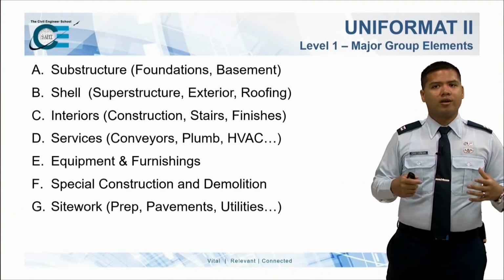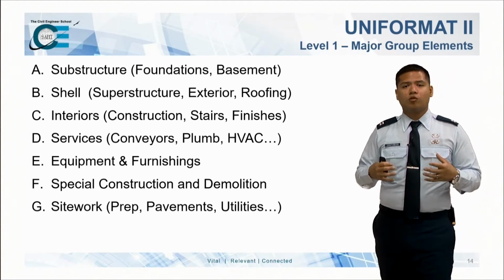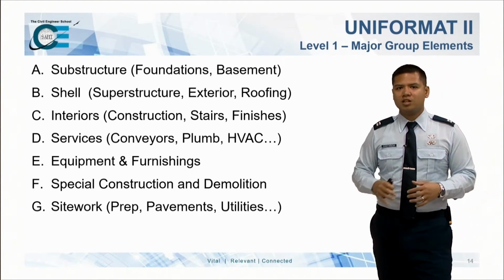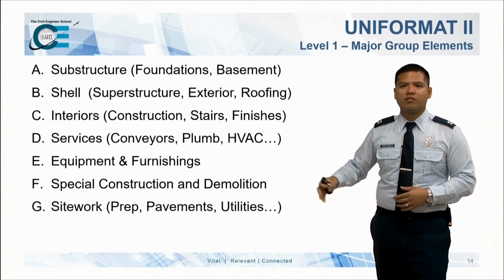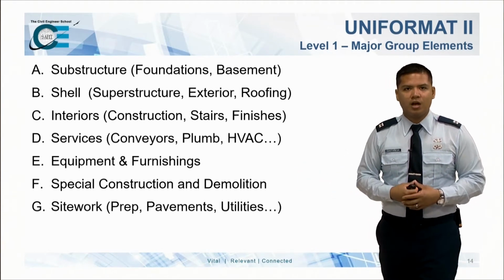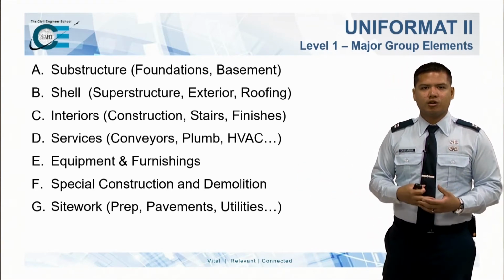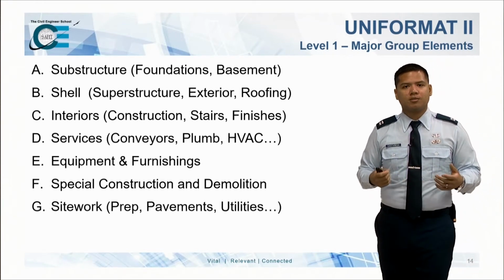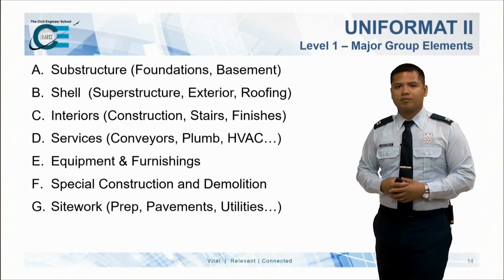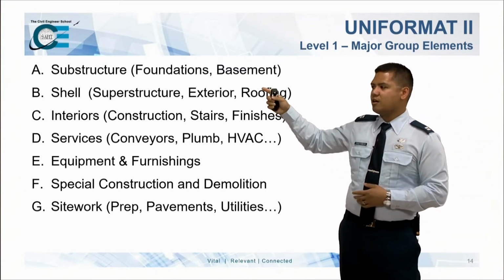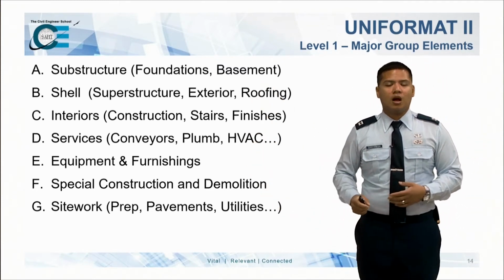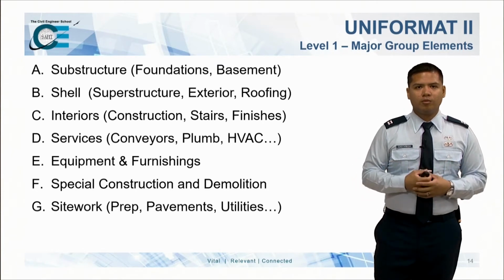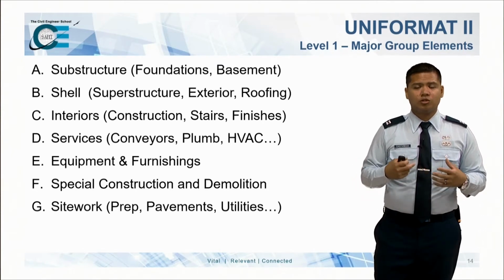So for that level 1, major group elements, Uniformat 2, if you Google it, these will pop up. These are the different major group elements that we have: substructure, shell, interior, services, equipment and furnishings, special construction and demolition, and then site work. Notice that each of these has a letter at the beginning of its bullet, A through G.